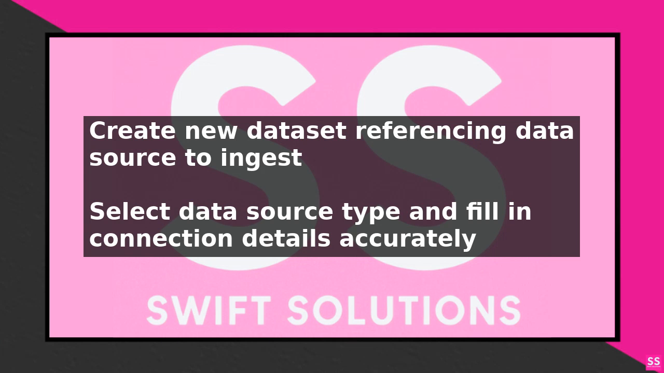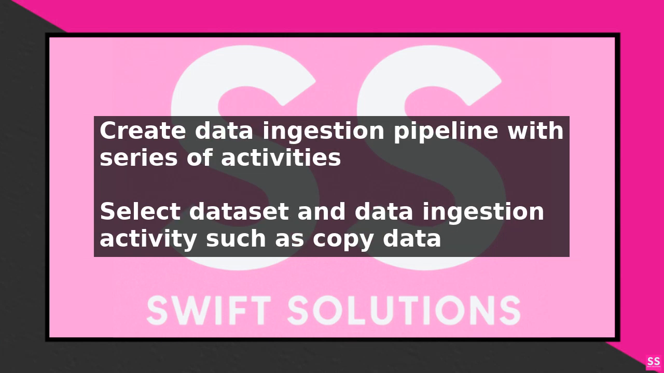Once the dataset is created, you can create a new data ingestion pipeline. A pipeline is a series of activities that are executed in a specific order. To create a new pipeline, click on the New Pipeline button and select the dataset that you created earlier. Then select the data ingestion activity such as copy data or transform data.